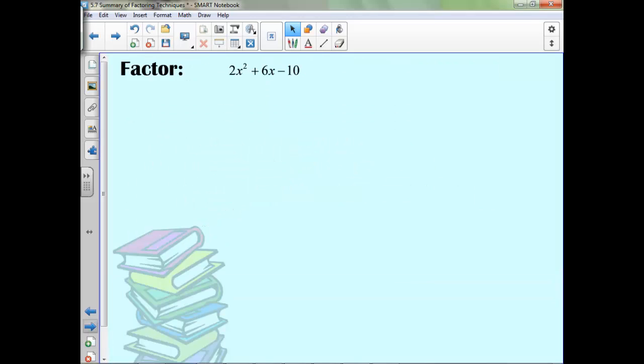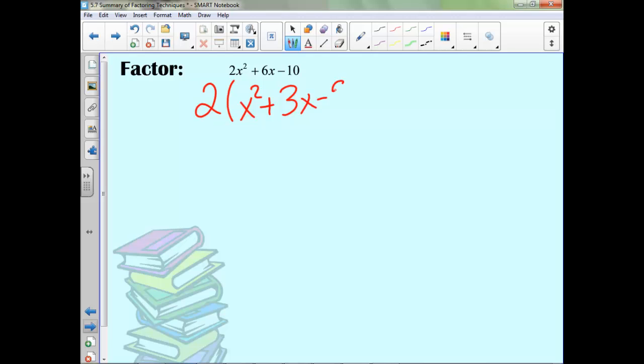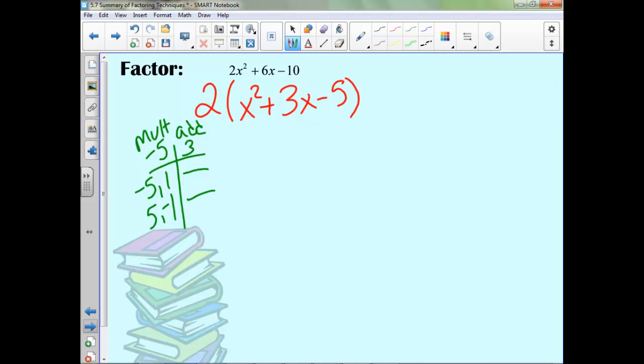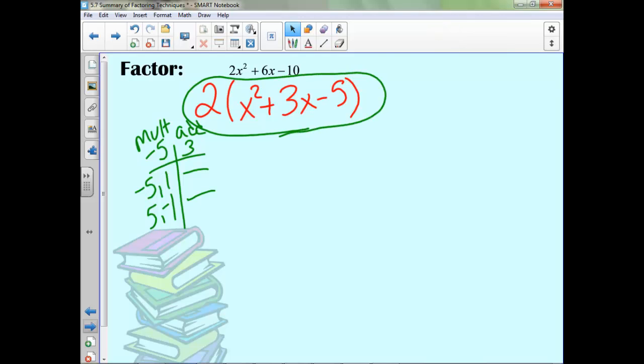So for this first one, notice we have a GCF of 2, which means we can factor it out. And we're left with x squared plus 3x minus 5. And now we want to find two numbers that multiply to negative 5 and add to 3. Well, those are our only options. Neither one works. Notice it's not prime because we actually could factor something out, and so this is our answer.